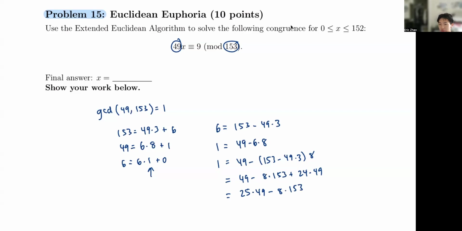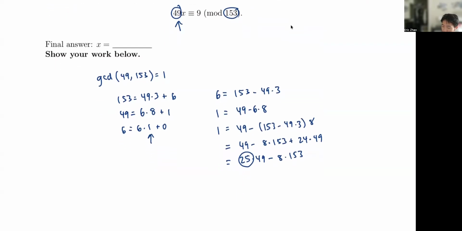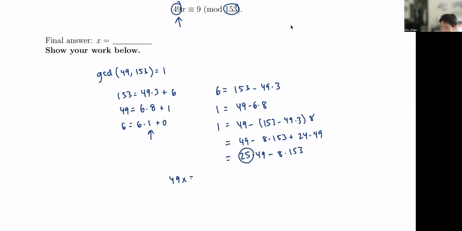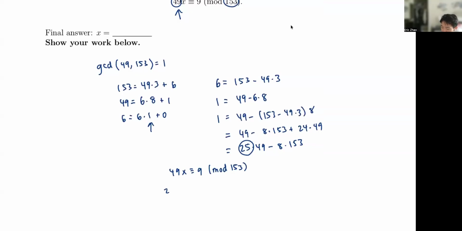So that means what is our modular inverse? Our modular inverse of 49 and 153 is going to be 25. 25 is what we have to multiply 49 by to get our unique solution for this congruence. So take a look, let's move down a little bit. So we have 49x is equivalent to 9 mod 153. We multiply both sides by 25, so we get 25 times 49x is equivalent to 9 times 25. Again, multiply both sides, mod 153.